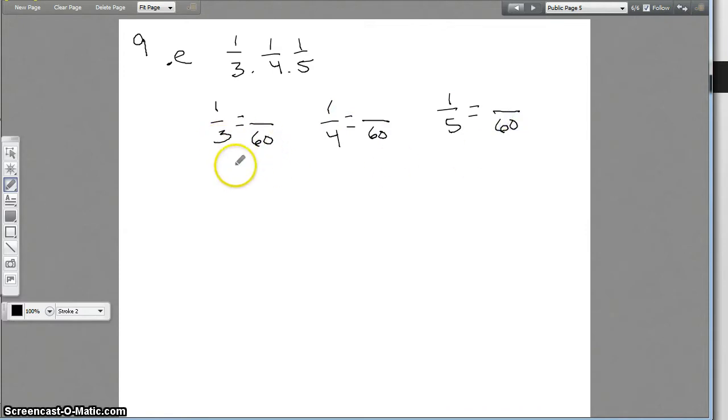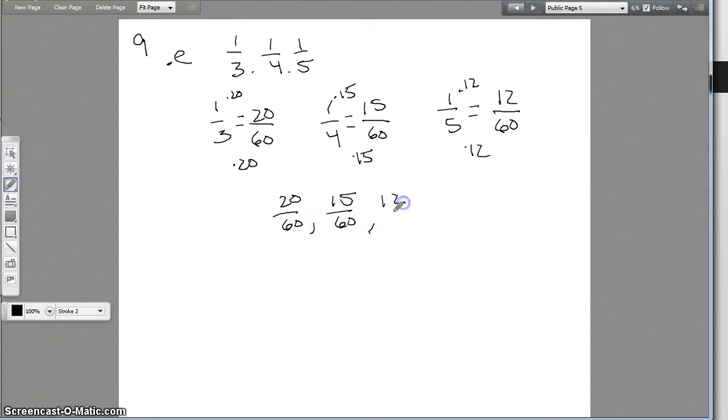To get from 3 to 60, I have to multiply by 20. So that means I need to multiply our numerator by 20. To get from 4 to 60, I have to multiply by 15, which means our numerator needs to be multiplied by 15. To get from 5 to 60, I have to multiply by 12, so we're going to multiply our numerator by 12. And so the fractions we end up with are 20/60, 15/60, and 12/60.